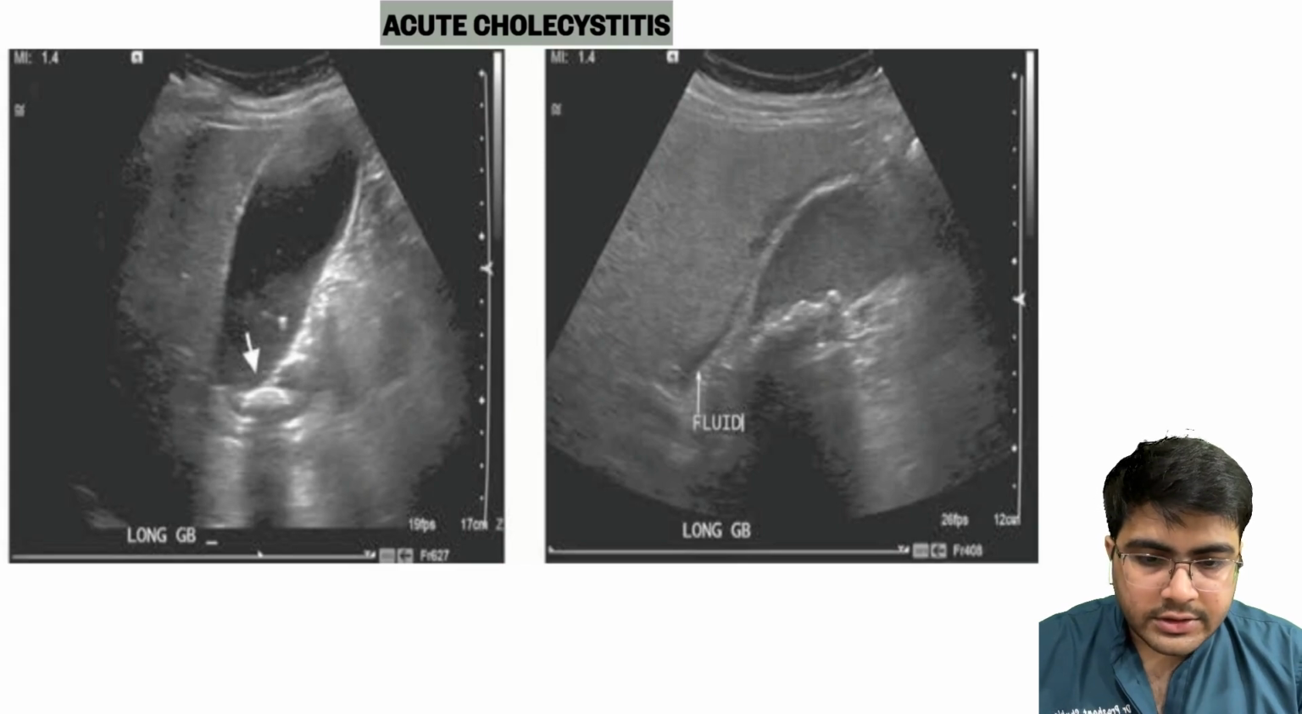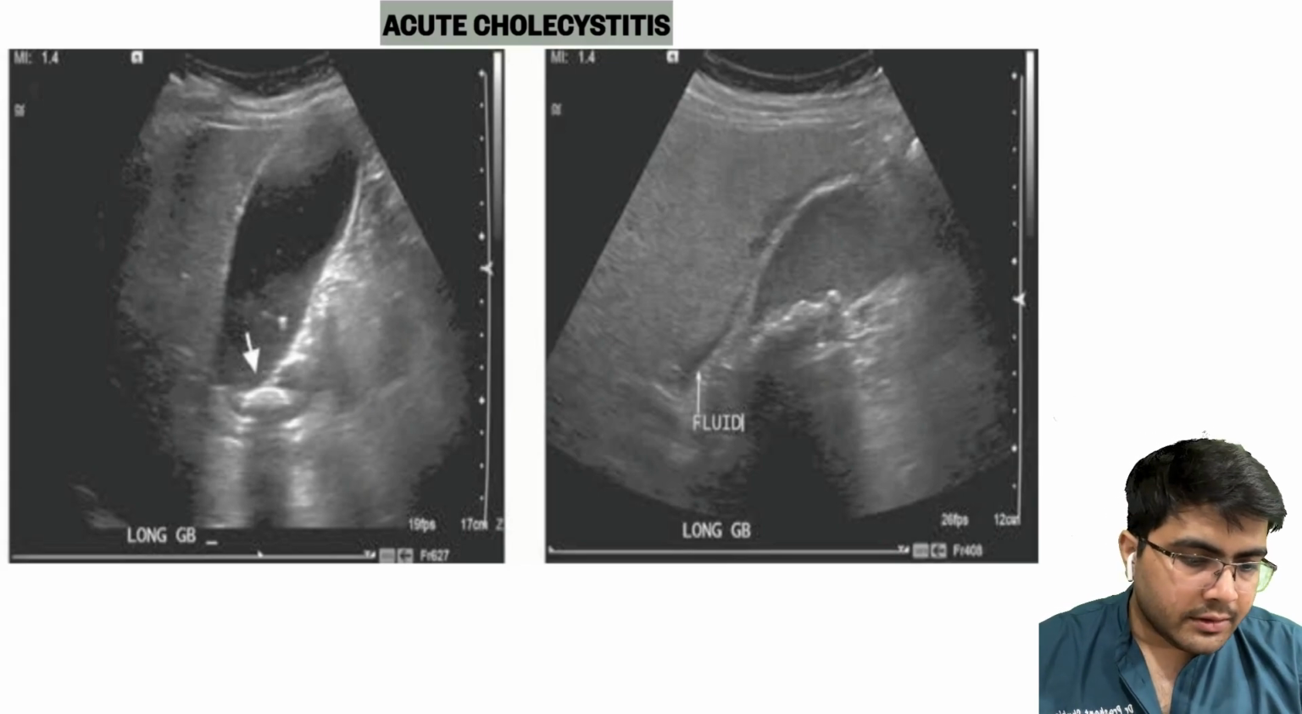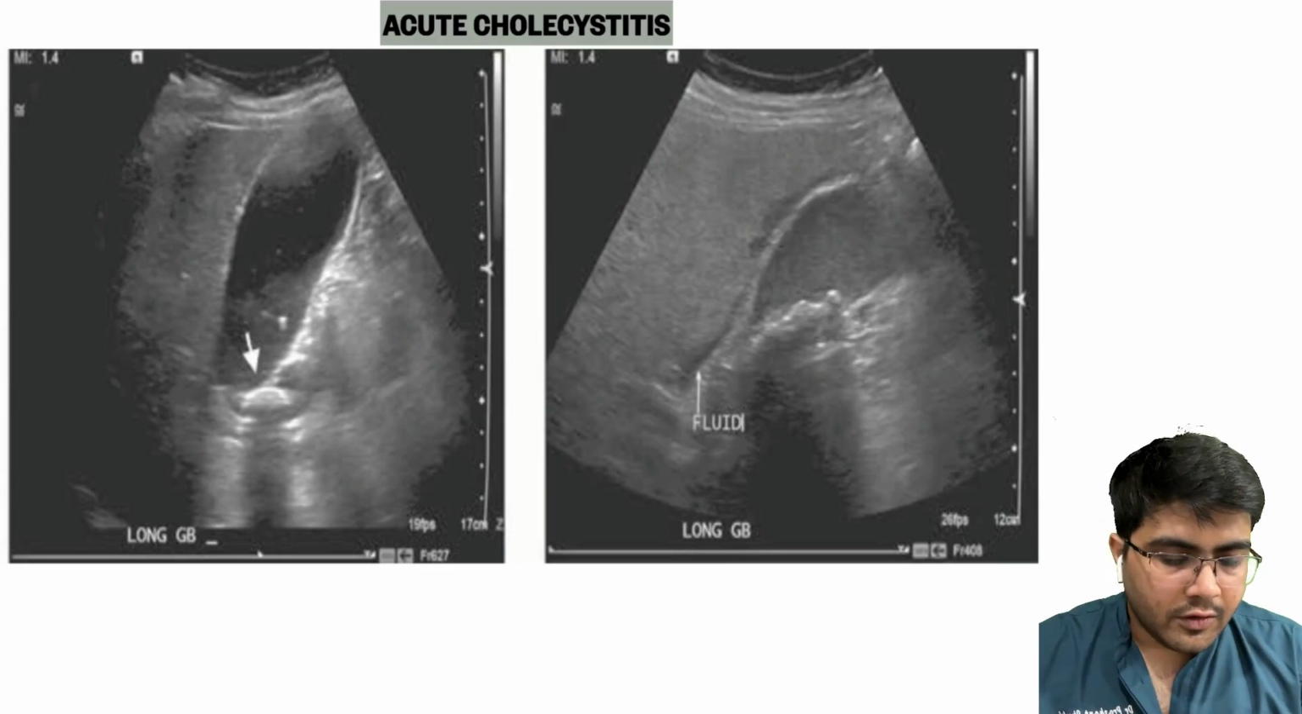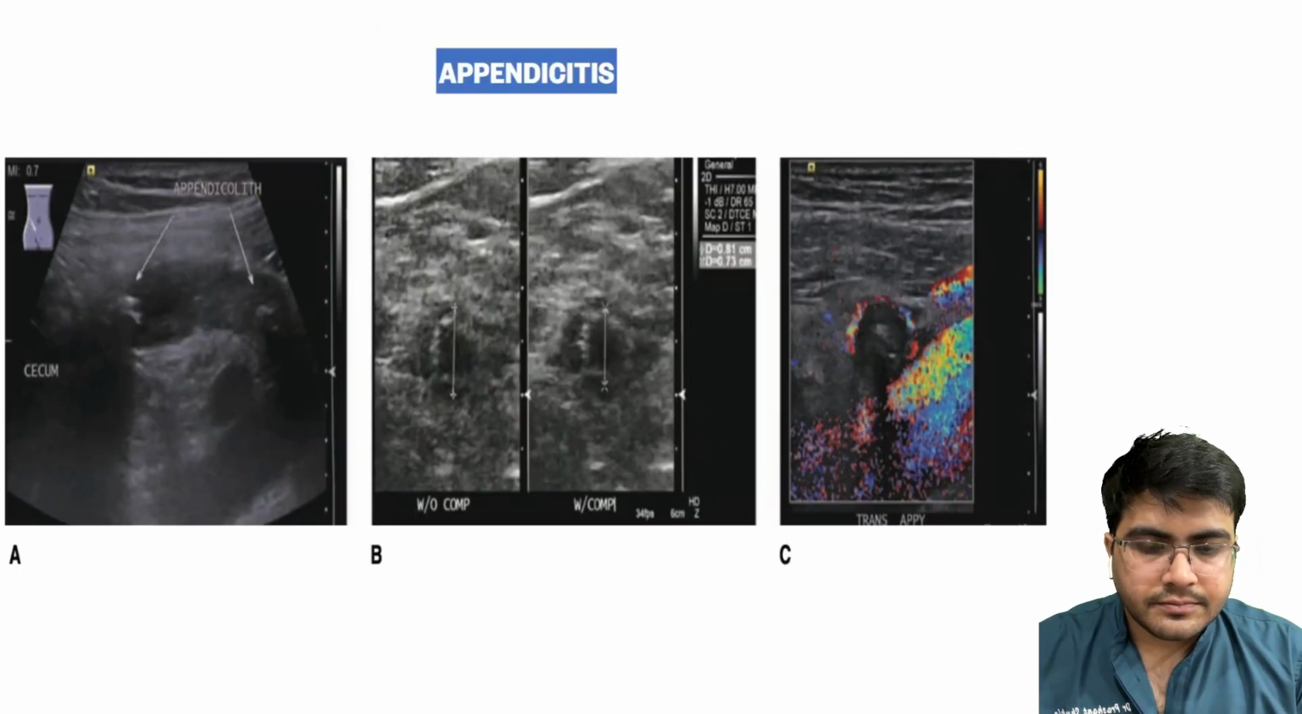The next thing you can see there is higher echogenicity by the gallbladder wall, which shows it is inflamed and it is thickened. Next thing you can see there is a pericholecystic collection, and this is also classical of acute cholecystitis.